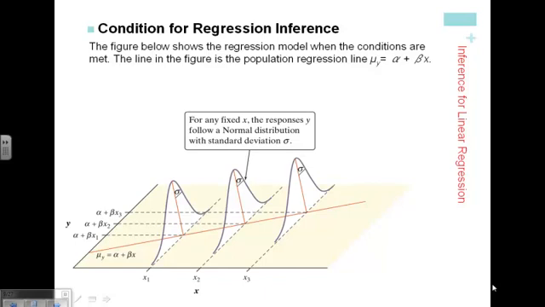Today is March 13th, 2012, and this is AP Statistics at Berkeley High School. This is the finishing up of the 12-1 lecture having to do with inference and regression.